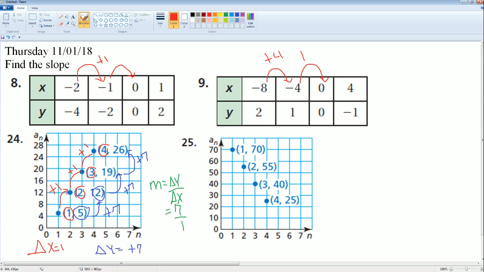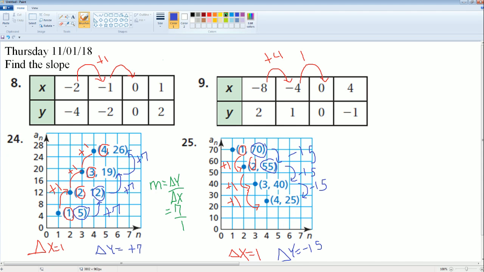Let's look at this one. We're going to look at the x value right here. How do you go from 1 to 2? You add 1. How do you go from 2 to 3? You add 1. How do you go from 3 to 4? You add 1. So that is your x value that is changing. Delta x is equal to 1. How do you go from 70 to 55? You subtract 15. How do you go from 55 to 40? You subtract 15. How do you go from 40 to 25? You subtract 15. Delta y is equal to minus 15.